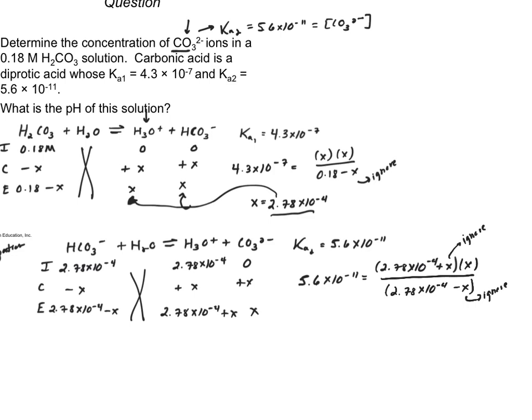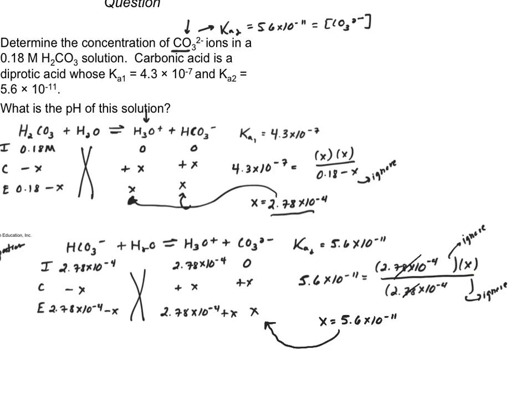If I take my little eraser and take them away, what's going to cancel? The 2.78 times 10 to the minus 4th. They're going to go away, and we're going to be left with X equal to 5.6 times 10 to the minus 11th. What's the concentration of carbonate? Ka2. It proves it perfectly, right? The concentration of CO3 2 minus is just Ka2, like I've said already before.